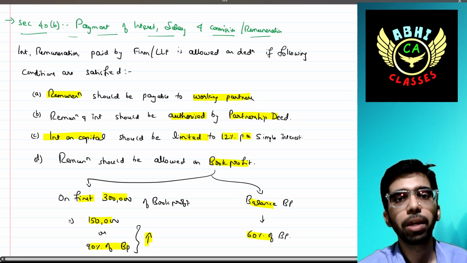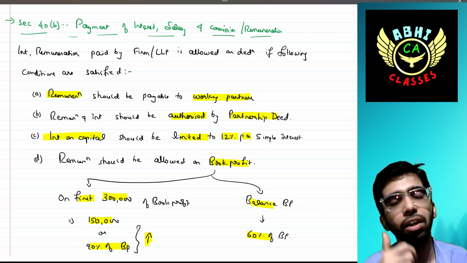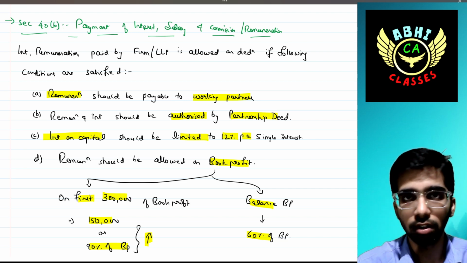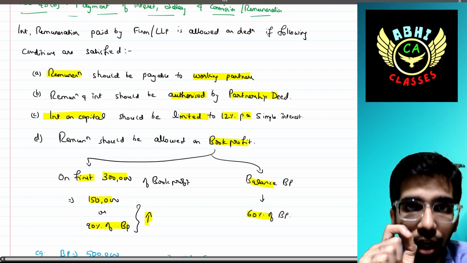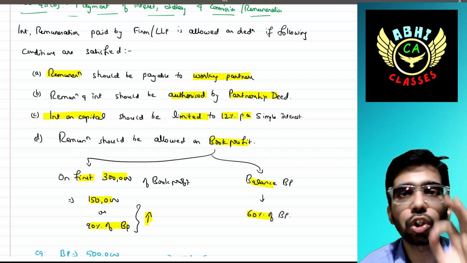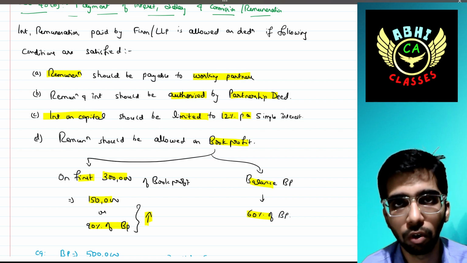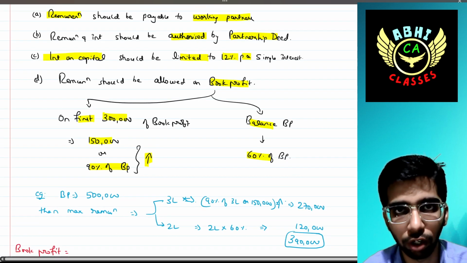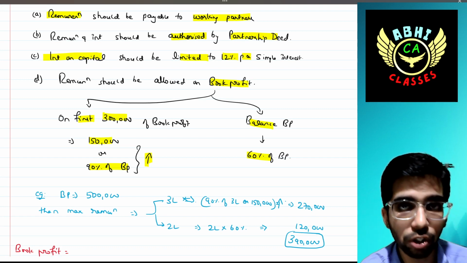The remuneration should be payable to a working partner only. If any remuneration is being paid to a non-working partner, then that is disallowed. The remuneration and interest should be authorized in the partnership deed, and some clause with regard to that remuneration and interest should be mentioned. Then interest on capital should be limited to 12% per annum. Okay, it should be restricted to 12%. Remuneration should be allowed on book profit, not on the PGBP profit. We have to compute the remuneration on book profit.